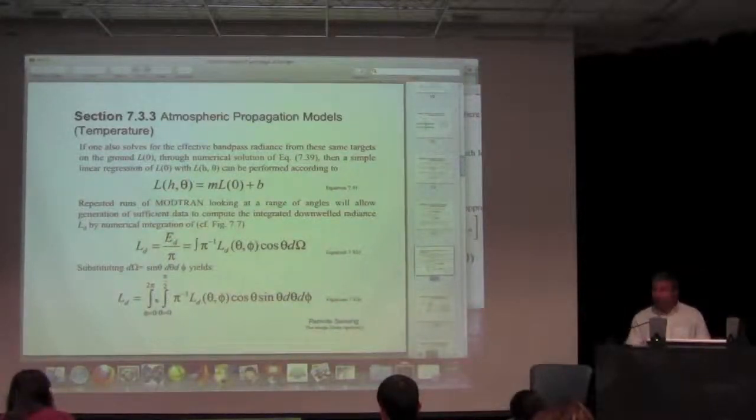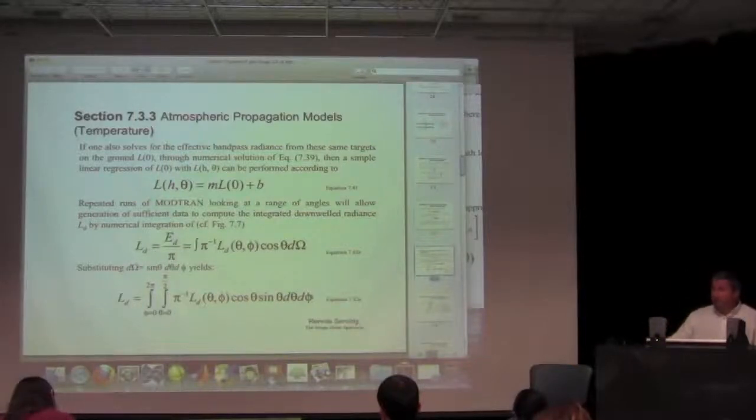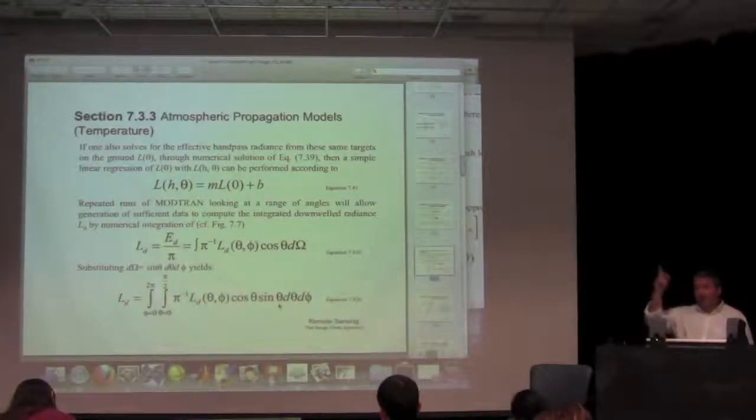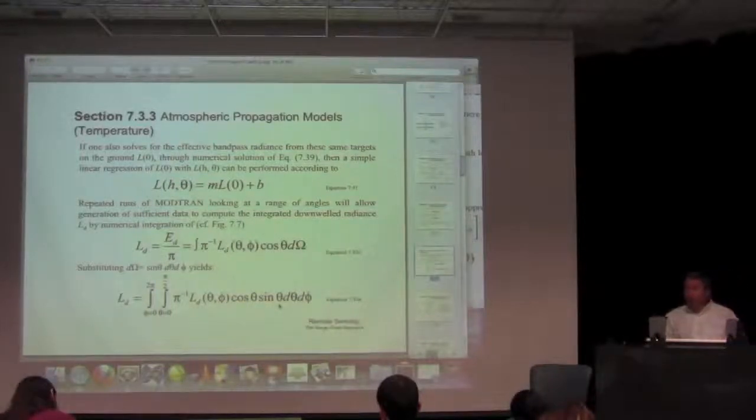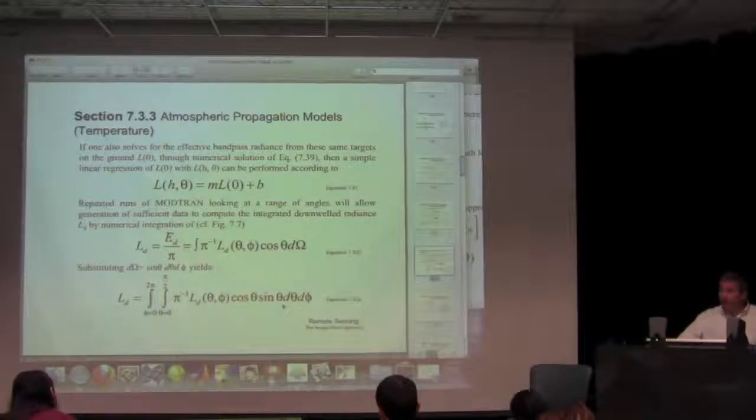So this was a continuous interval, but we wind up doing this as a discrete interval because it's just a number of runs. I think you're doing about 84 runs of Modtran, in 15-degree increments in declination angle and 30-degree increments, I believe, in azimuth angle. Right? And that's fairly coarse. You probably want to do more than that if you need a very good estimate of what that atmospheric downward radiance does look like.